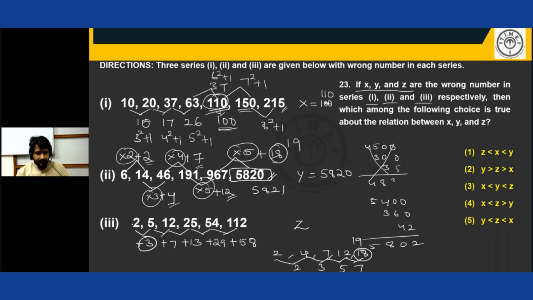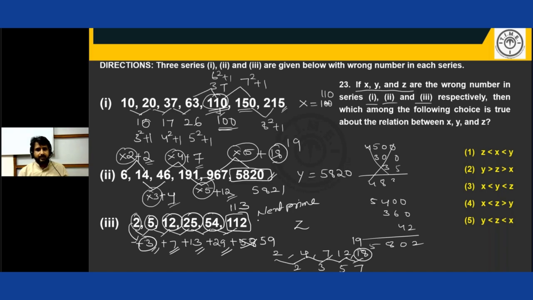3 is the next prime number after 2. Here the given number is 2, next prime number is 3. Here the given number is 5, next prime number is 7. And the logic is next prime. Given number 12, next prime number is 13. So after 25, next prime number is 29, immediate prime number. After 54, actually the immediate prime number is 59. 59 is the prime number. So 112 is the wrong number and the correct number is 113.